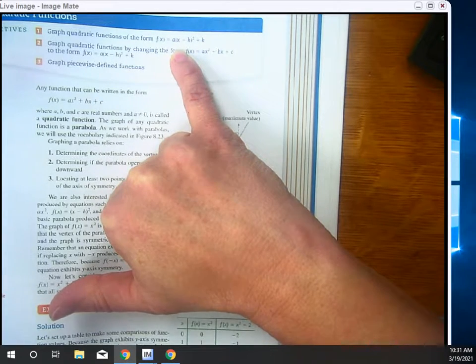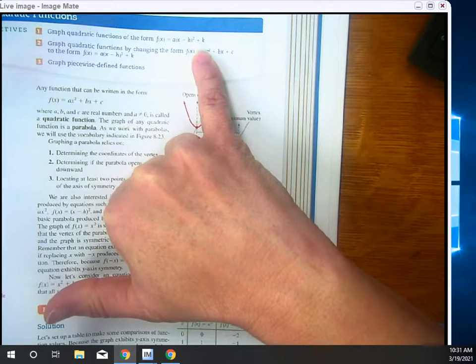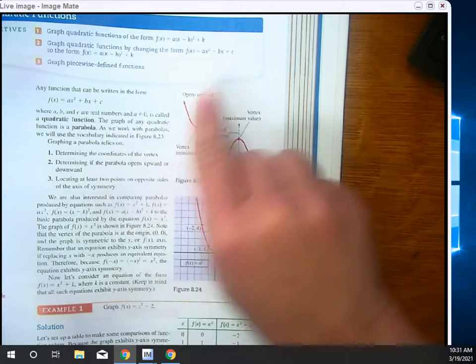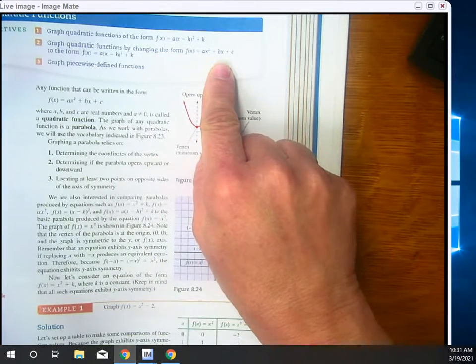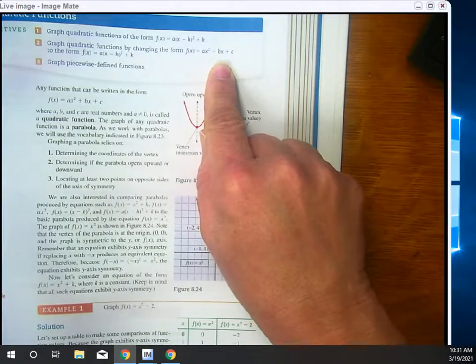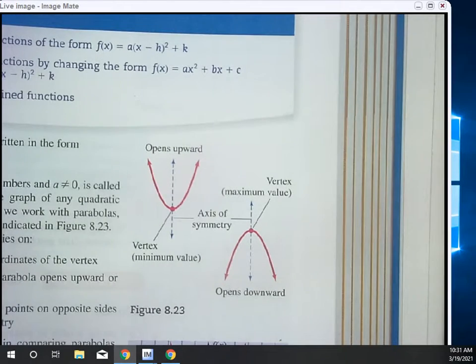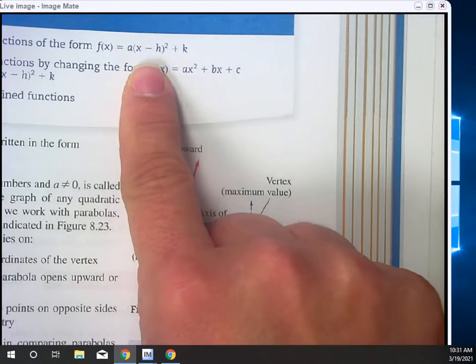You need to write that down because when you have it in vertex form, the h and the k is your vertex. That's your maximum or your minimum value. If you have it to where it's ax squared plus bx plus c, that's standard form. And in standard form, if you were trying to find the x-intercepts, that's when you would use like your quadratic formula, okay? You can't use the quadratic formula if it is in vertex form.